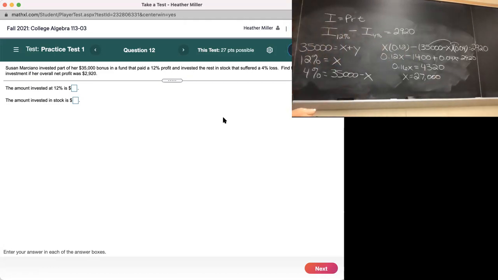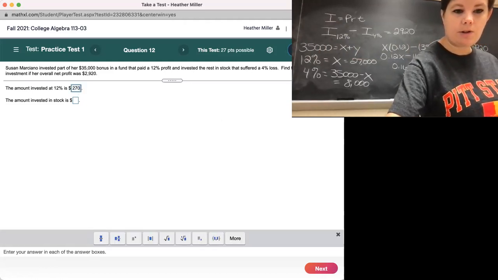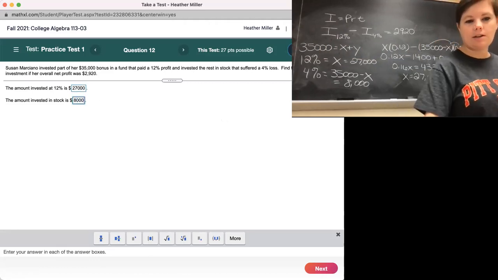27,000. So then you have to remember what was x? What does that even tell us? X was the amount we invested at 12%. So we're investing $27,000 at 12%. And then the 4% was the 27,000 taking away from the 35,000, which gives us 8,000 at the 4%. So we invested 27,000 in the fund, and we invested 8,000 at the stock.